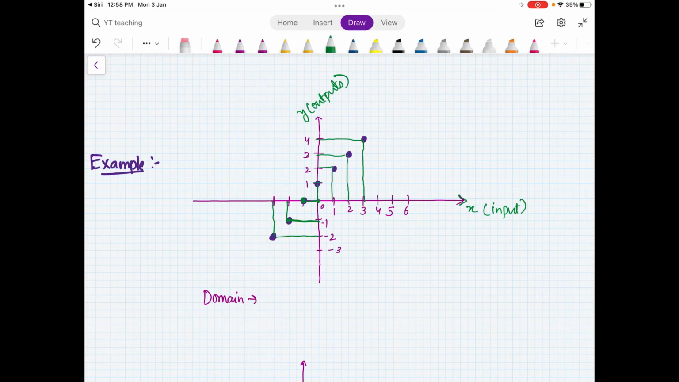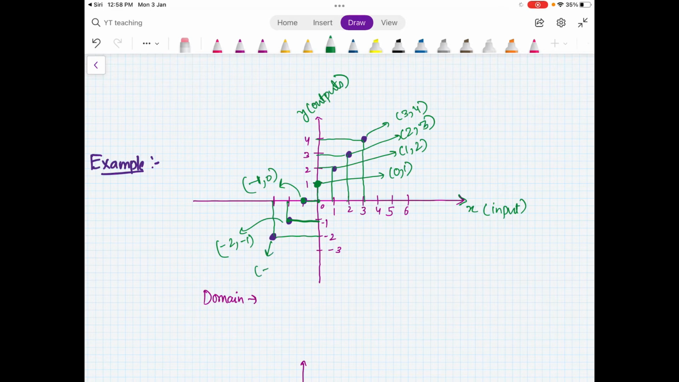So you can just see that this point is x0, y1. This point is x1, y2. This point is x2, y3. And this point is x3, y4. And this point is x minus 1 and y0. And this point is x minus 2 and y minus 1. And this point is x minus 3 and y minus 2.